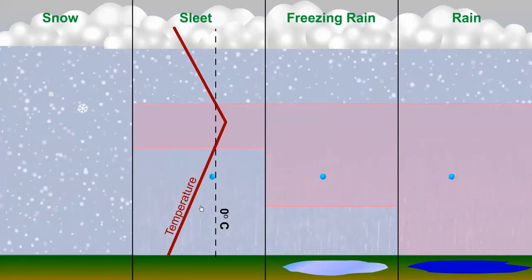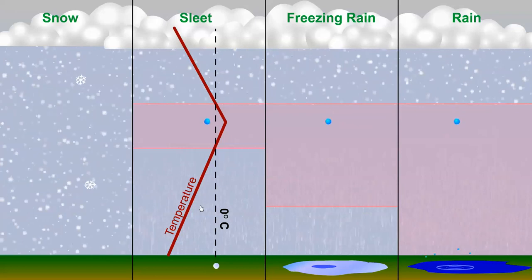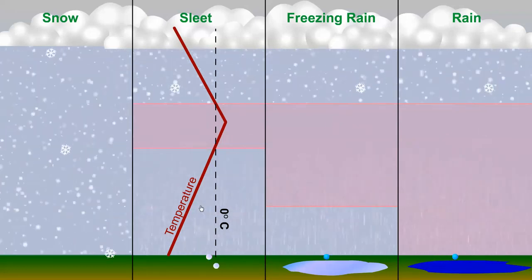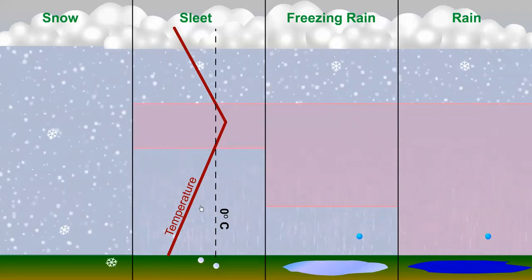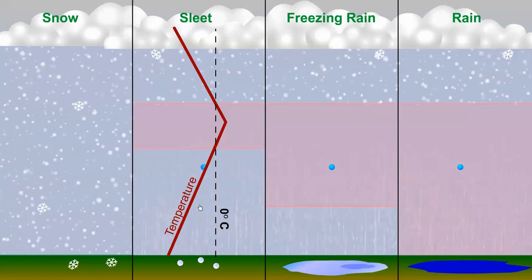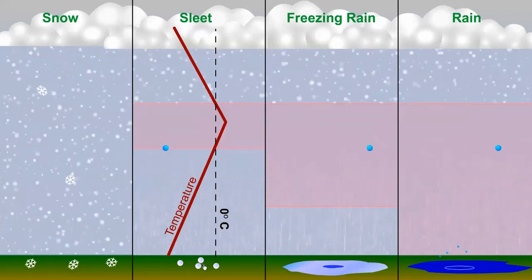Refreezing takes some time, so having a thick layer of sub-freezing air to fall through assures that the raindrops will refreeze into ice pellets before hitting the surface. Upon hitting the ground, sleet typically bounces.